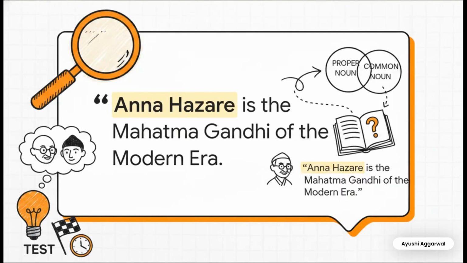Okay, look at this sentence because it brilliantly illustrates a very advanced trick. It says Anna Hazare is the Mahatma Gandhi of the modern era. Waise to Mahatma Gandhi is a proper noun, right? But here, the name is being used as an example or an ideal figure. So in this specific case, a proper noun is cleverly acting like a common noun. Tricky sentences exactly like this one are always popping up in error detection questions.